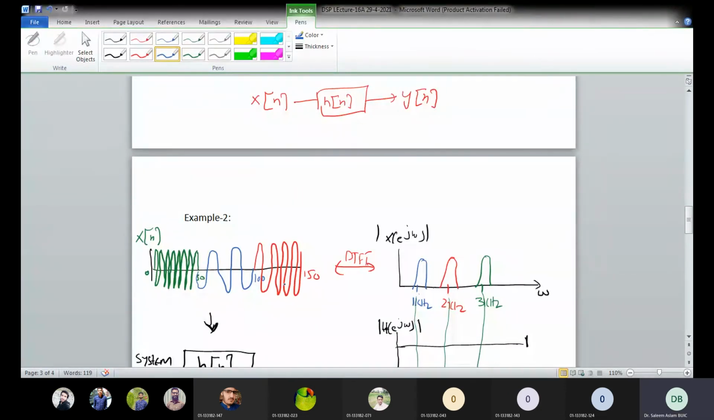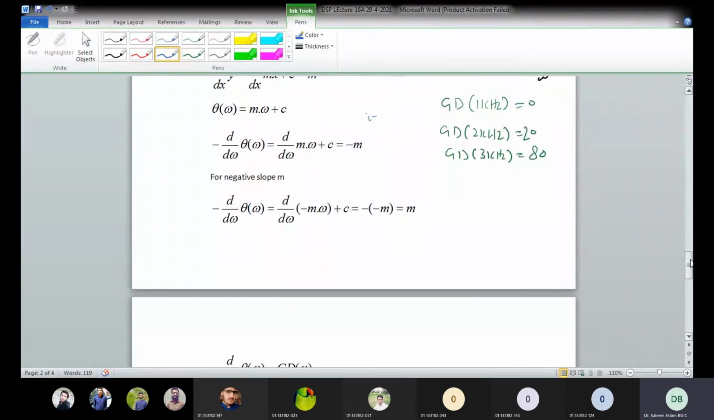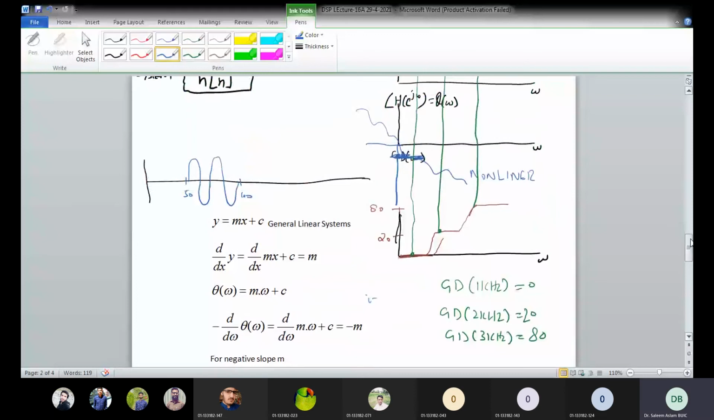This red one is the 2 kilohertz frequency. It's starting at 100, and now its group delay is 20, so it would start from 120 to 170. So now you see your medium frequency would start from 120 and run till 170.